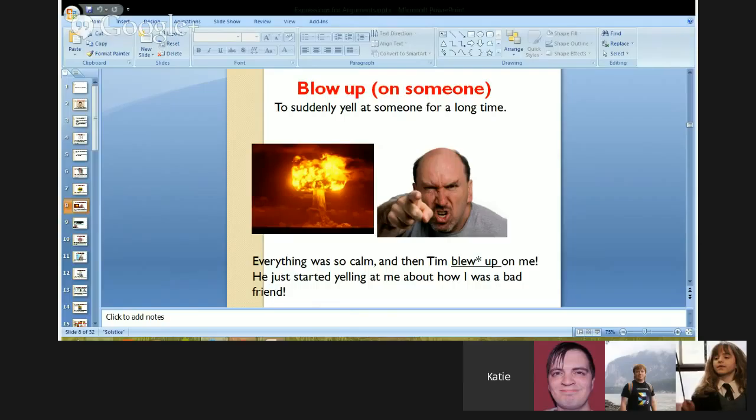It's kind of similar. When you blow up on someone, you're very angry. When you lose it, you're not necessarily angry. For example, if someone is very sad or very upset and they break down and start to cry or start to scream, then you can say they lost it. But they're not necessarily angry.